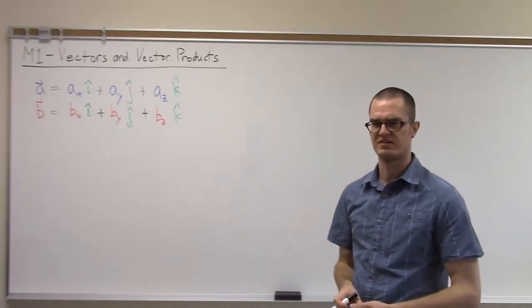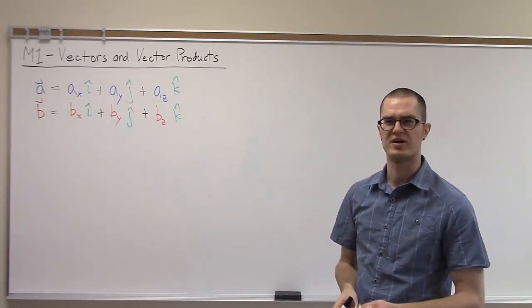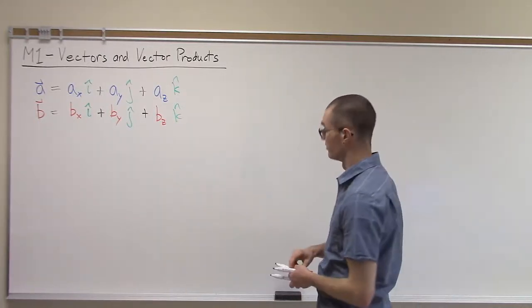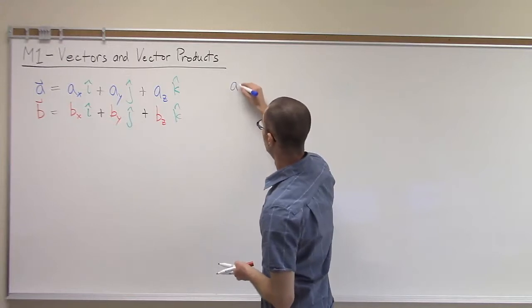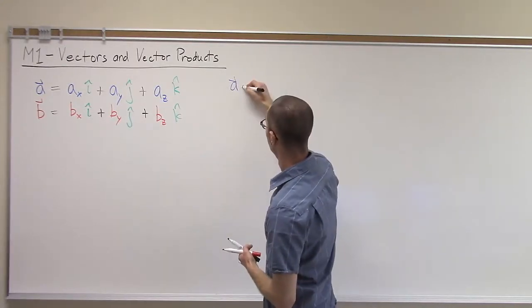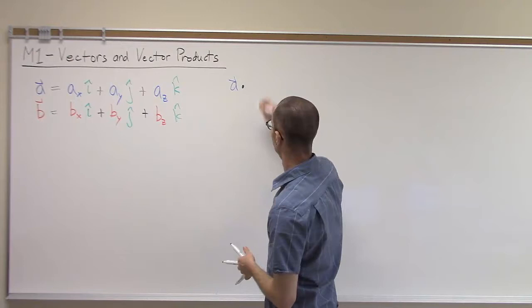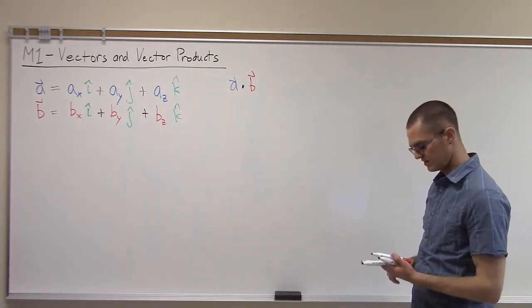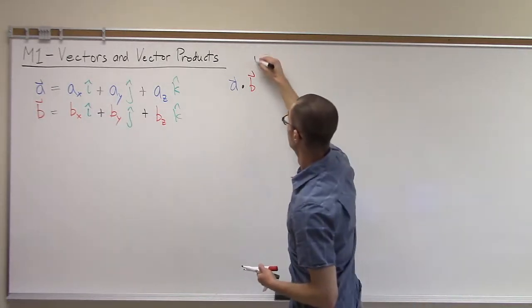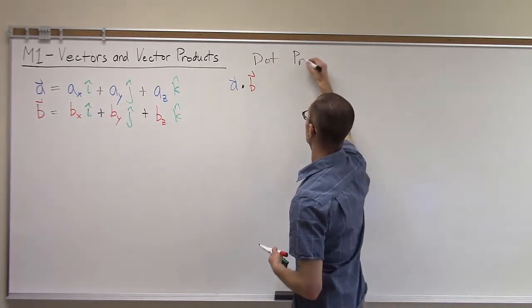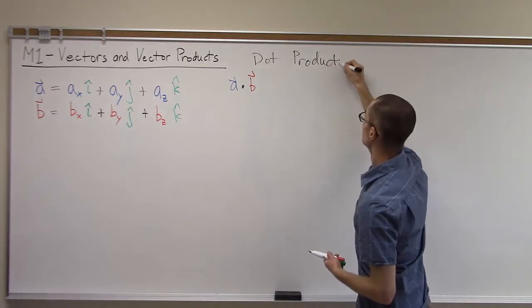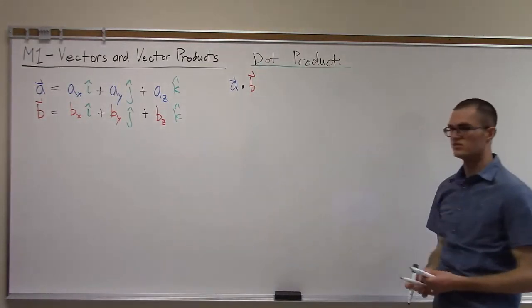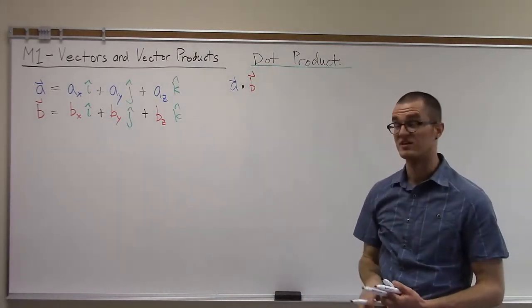The second type of product is what we call an inner product, or a dot product. So if I take the vector A and dot it with the vector B, what exactly does that mean? This is a dot product. We'll first think about the geometric interpretation of that.